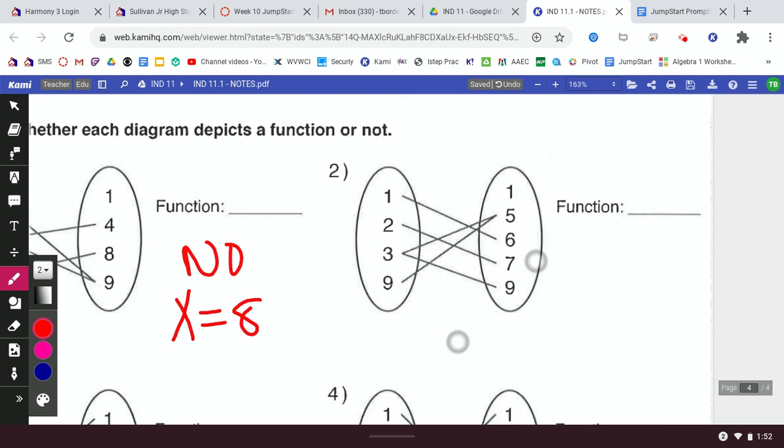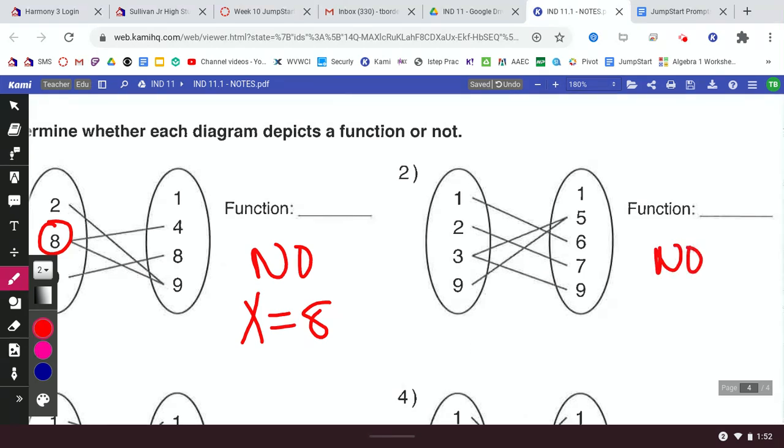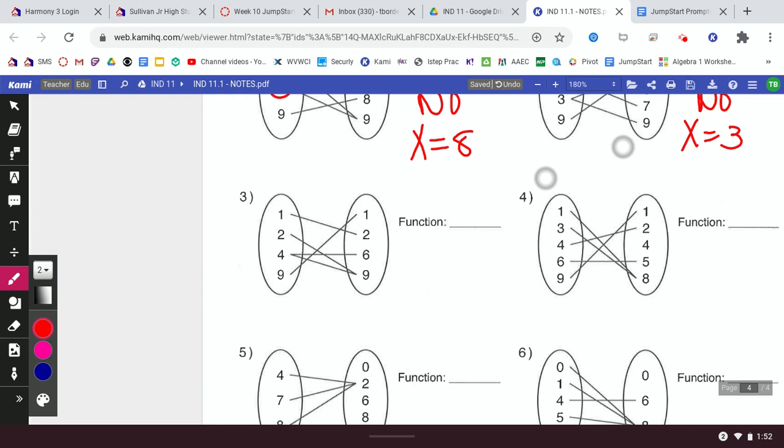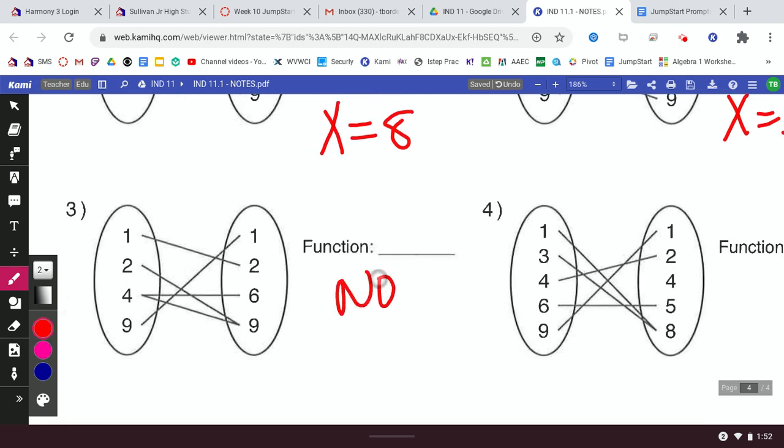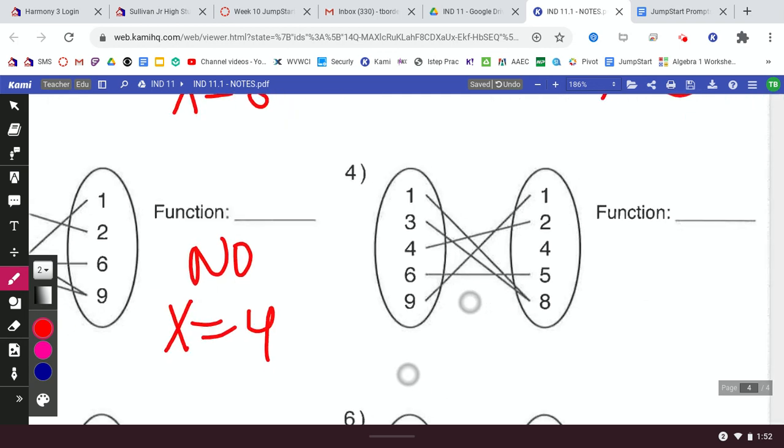All right, Peyton, how about number 2? Is it a function? Yes or no? Okay, tell me an offender. Good. X of 3. Very good. Andrew, back to you. Is number 3 a function? Yes or no? No. Offender? Good. Braden, how about number 4?